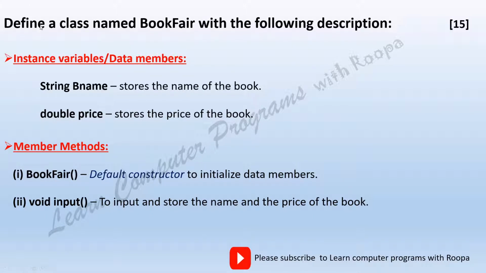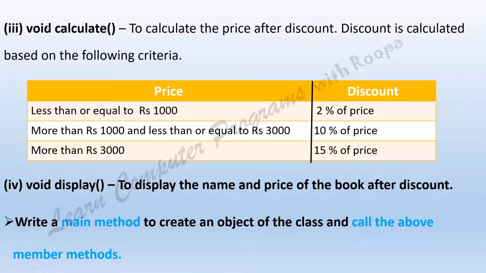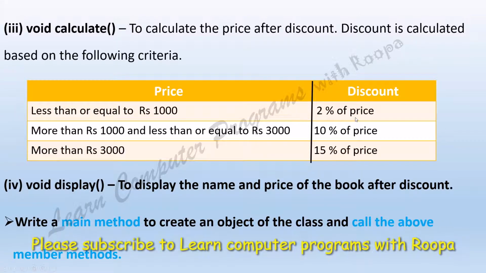So let us look at the question here. Define a class name BookFair with the following description. Instance variables are given: string bname, double price. Member methods: BookFair is a default constructor. Void input to input and store the name and price of the book. Void calculate to calculate the price after discount based on the following criteria. Criteria means condition. So if the book price is less than 1000, you need to calculate 2% of the price. And void display to display the name and price of the book after the discount.